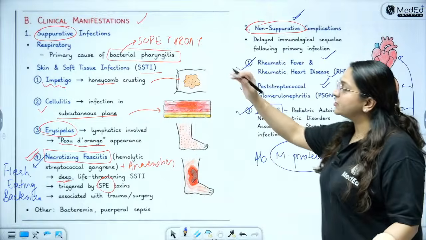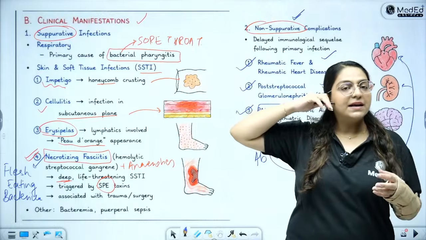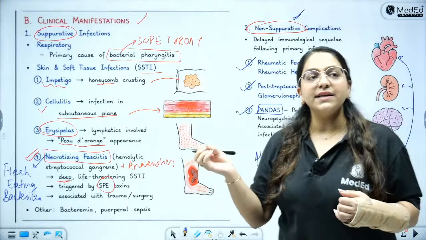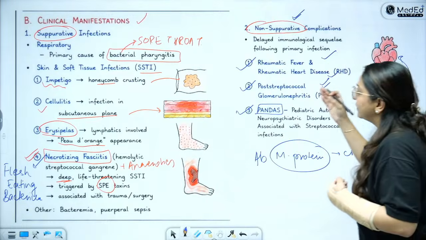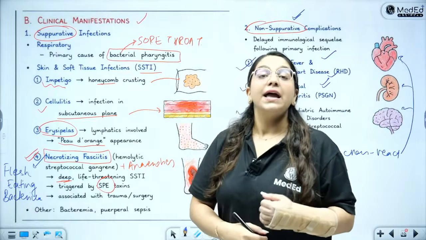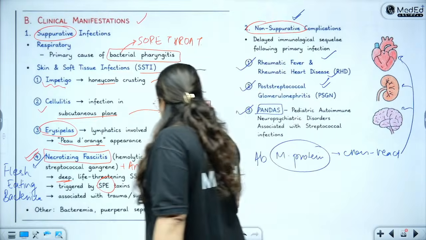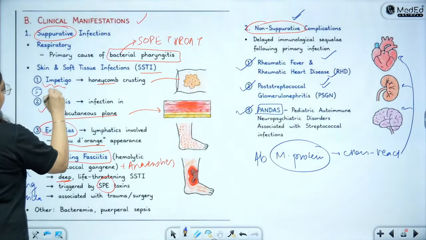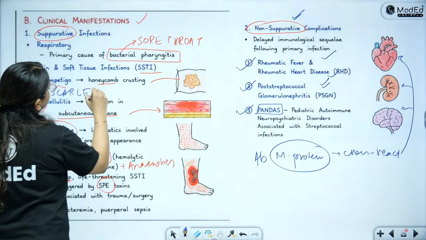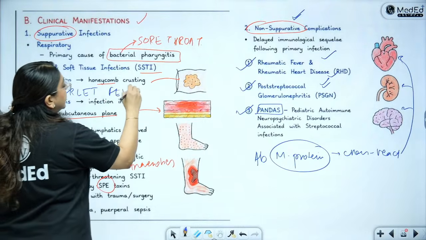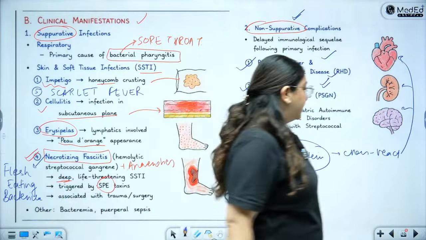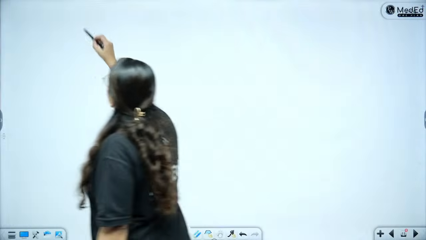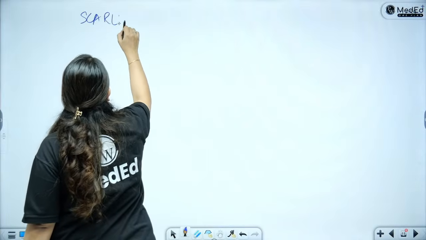So we have seen the suppurative complications. What did we see in the skin? Cellulitis, erysipelas, impetigo, and most important, necrotizing fasciitis. Then non-suppurative are rheumatic fever, post-streptococcal glomerulonephritis, and PANDAS. It also causes scarlet fever in children, with strawberry tongue and circumoral pallor, etc. We can write scarlet fever separately, because that can be a separate short note.